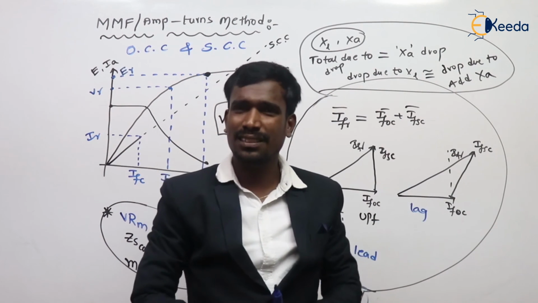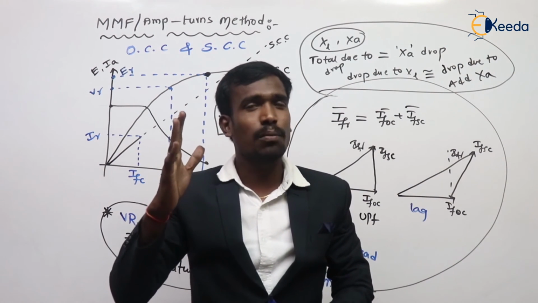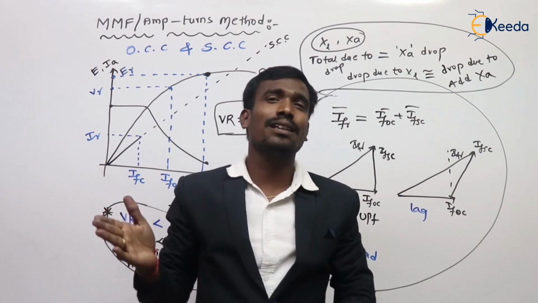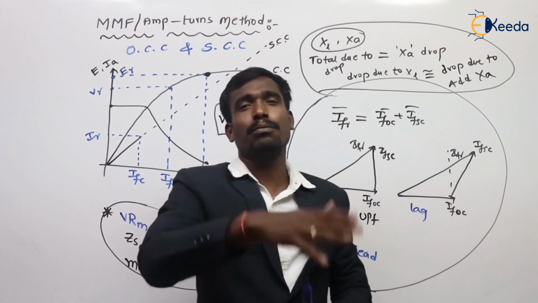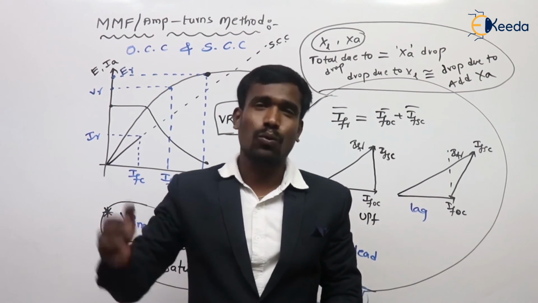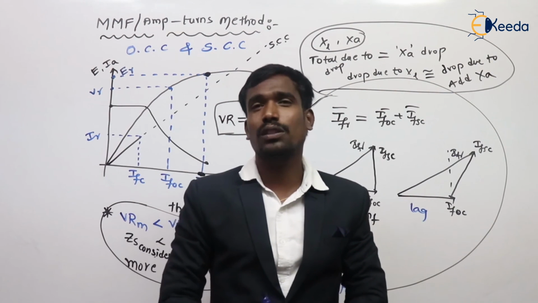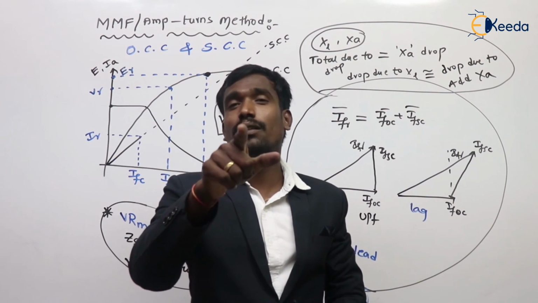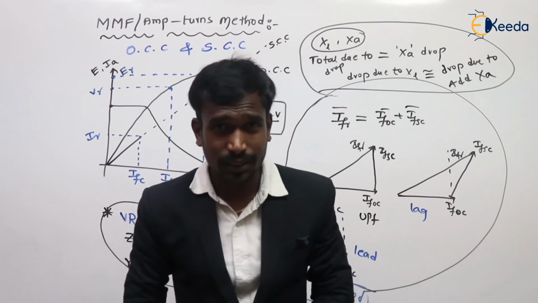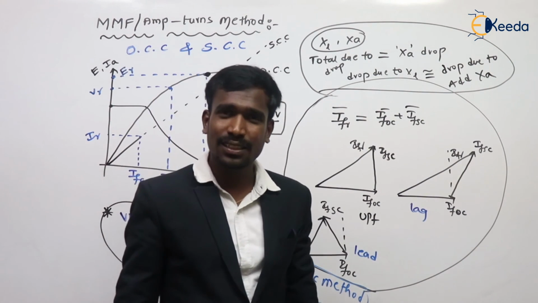But this is not correct. We should know what is the drop due to XL and what is the drop due to XA. But that information is not given by the EMF method and the MMF method. That's why these two are worst methods. One is the pessimistic method, one is the optimistic method. Of course, these two are worst methods, but these two are very important for our examination. Are you okay? Getting or not? So this is simply the Ampere-turns method. Right? Thank you.